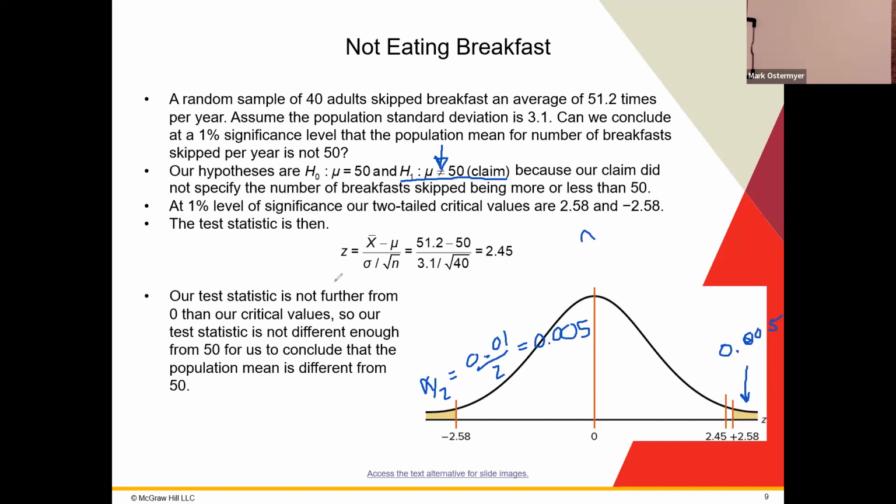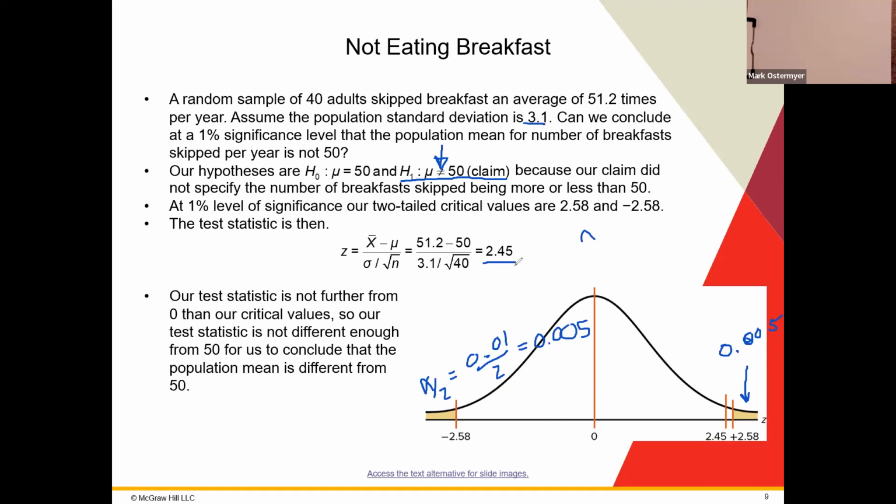Now we compute our test statistic. Notice the sample mean from 40 randomly sampled adults was 51.2 minus the purported population mean under the null hypothesis, which was equal to 50, divided by the standard error of the sampling distribution, which is to say the standard deviation of the population, which is known to be 3.1, divided by the square root of the sample size, which is square root of 40. Your test statistic is 2.45.